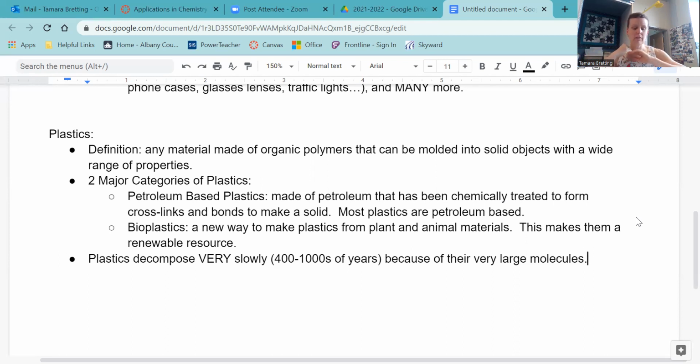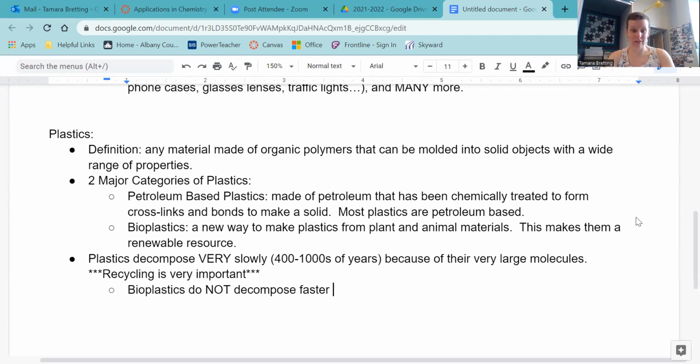So plastics take a very, very long time to break down. And this makes recycling very important. If we don't recycle ever, we're going to run out of material, especially when we have things that are petroleum based. There's a finite amount of that. Okay. Common misconceptions. People think bioplastics biodegrade, right? That is not necessarily true. So bioplastics do not decompose faster than petroleum-based plastics.